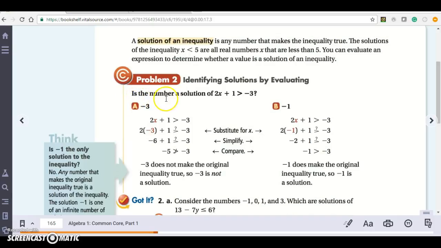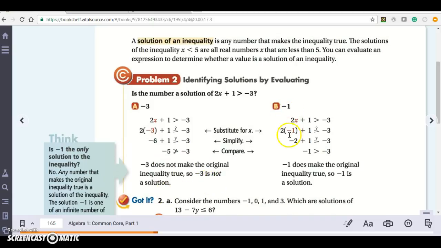So it says, is the number negative 3 a solution of 2x plus 1 greater than negative 3? So I'm going to plug in negative 3. I substitute in negative 3, and I get negative 6 plus 1, and I want to know if this is greater than negative 3. When I evaluate, I get negative 5 is greater than negative 3, which is not true. So negative 3 is not a solution.